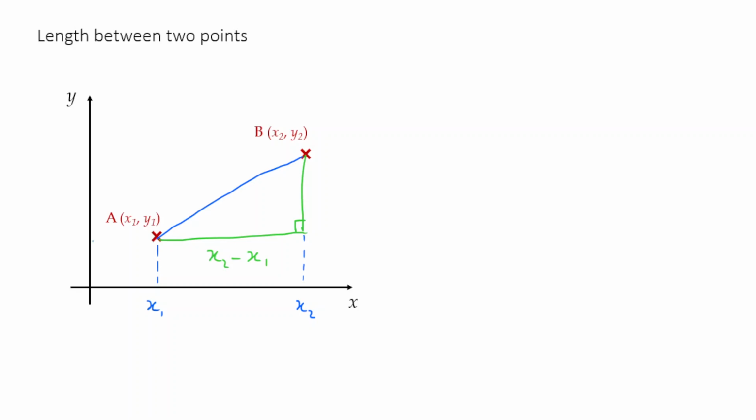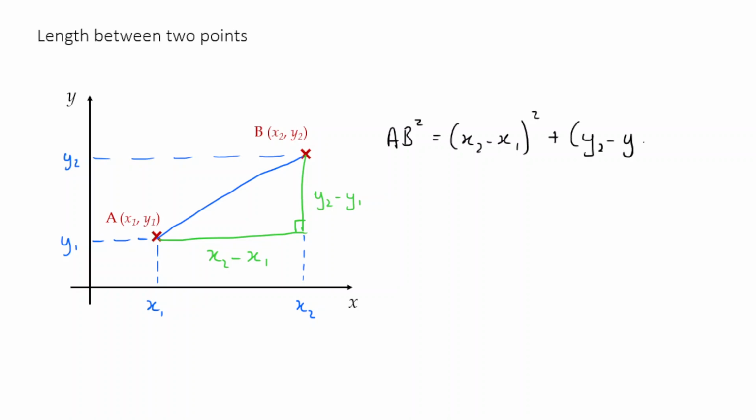And I can just do the same for the y values again, right? This y value is y1. And this y value here, it's got to be y2. So I know this side length here must be y2 minus y1. So now that I know that, calculating AB is just using Pythagoras again. AB squared must equal x2 minus x1 all squared plus y2 minus y1 all squared. So that's where the formula comes from that you may have seen before.